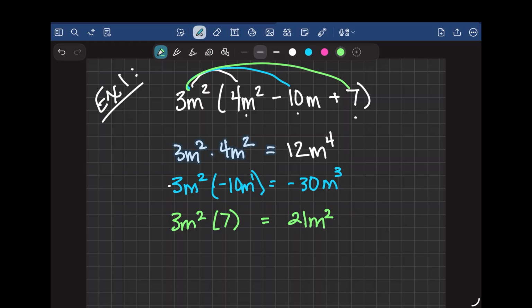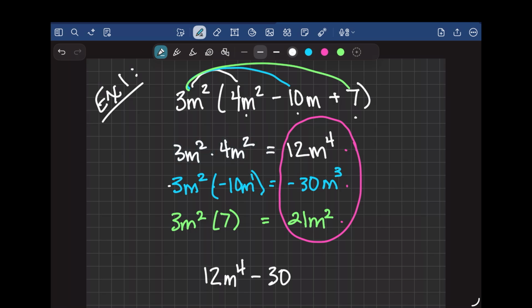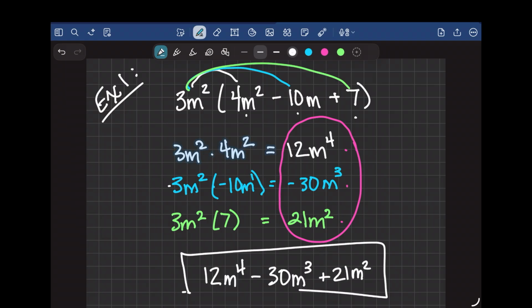Okay, so now what I do is I look at these three terms and I see if any of them can be combined. Here we have an m to the power of 4, m cubed, m to the power of 2. None of those are going to be like terms, so all we need to do is organize it, and it looks like it's already in order for us because m to the power of 4 is my highest exponent, so then I'm just going to write negative 30m cubed plus 21m squared, and we are done.